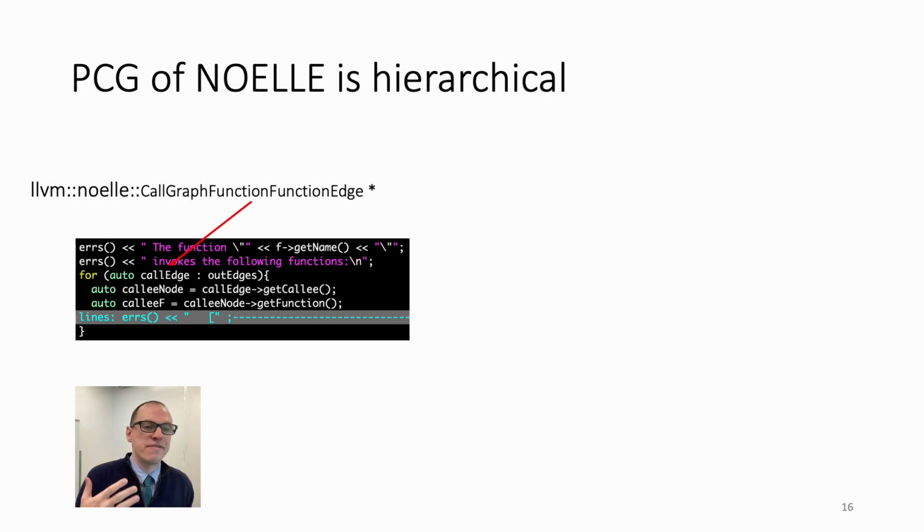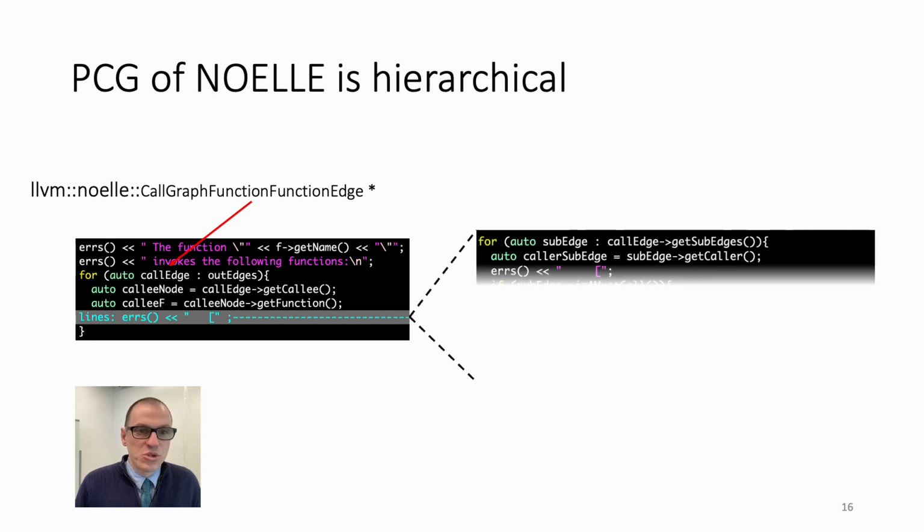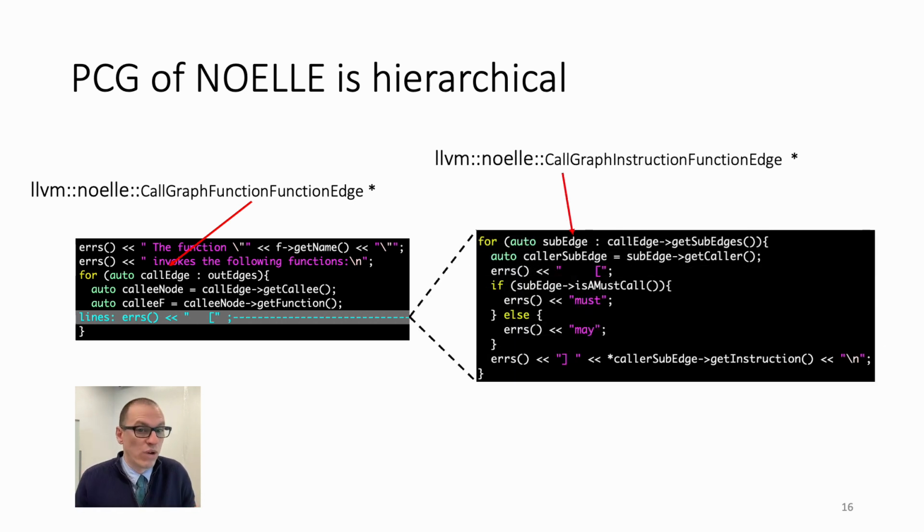Let's assume that you have an edge of type CallGraph function edge, which is a binary relation between two functions. Then from here, you can query it to get all the sub-edges. You're gonna have at least one, but you can have more than one, if you have more calls that connect the source function to the destination function. And then each sub-edge is of type CallGraph instruction function edge to represent the fact that that edge is a binary relation from an instruction and a function.